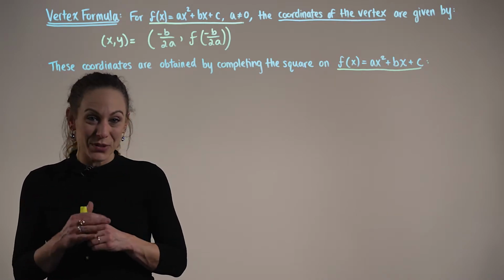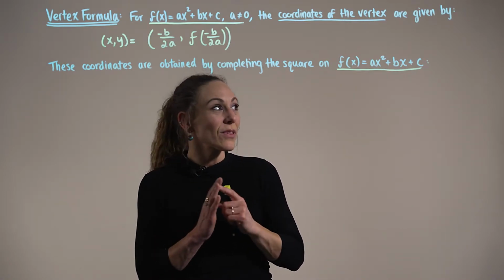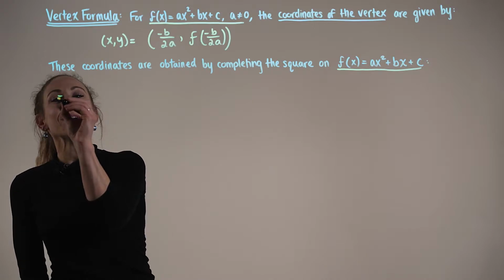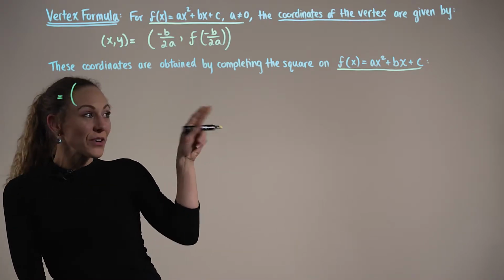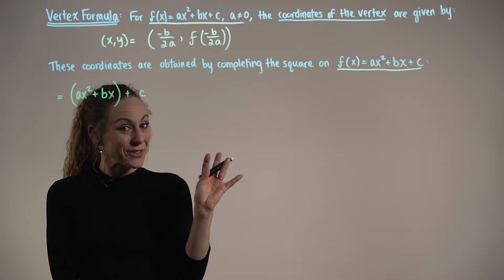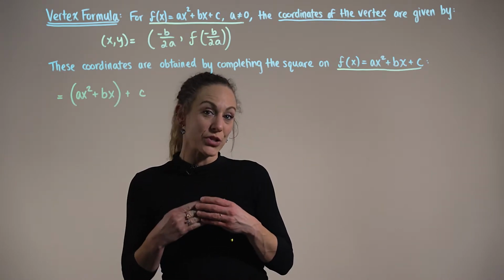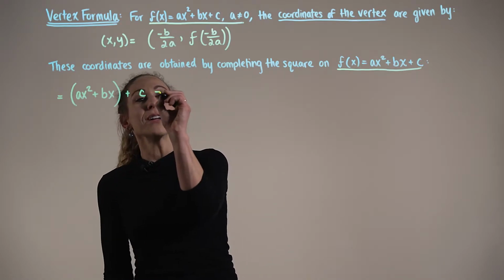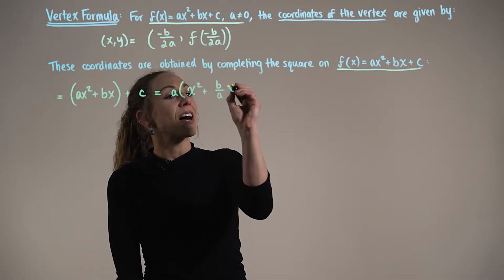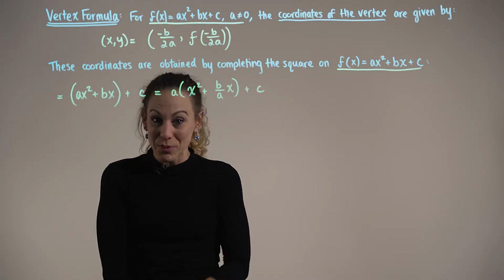Now, remember, when we're completing the square of a function, we need to have a leading coefficient of 1. So let's begin by separating this trinomial into two parts and then pulling out that factor a. We can rewrite our quadratic in standard form by separating the first two terms, ax squared plus bx, and we'll keep that constant c on the outside for now.